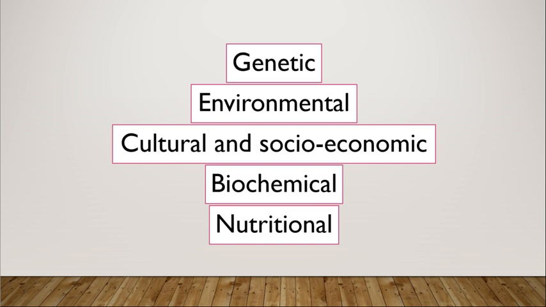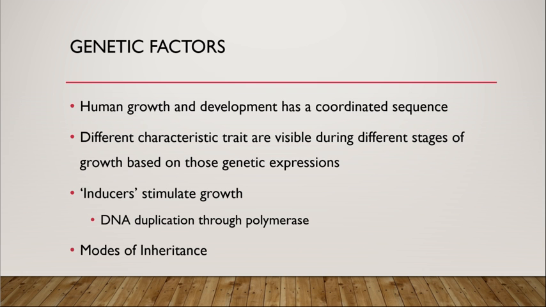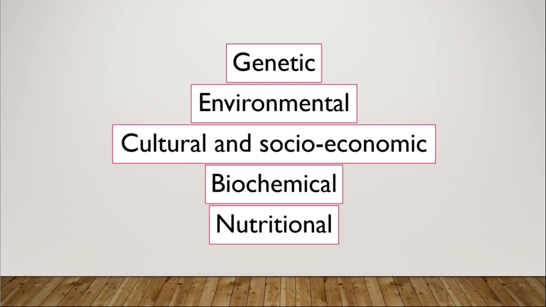To summarize factors, I have categorized them into five main categories of factors which can determine or impact upon the suitable or optimal growth and development of a person across different ages, across genders, across their lifespan. So, coming on to the first factors. There are five factors: genetic factors, environmental factors, cultural and socioeconomic factors, biochemical factors, and nutritional factors.